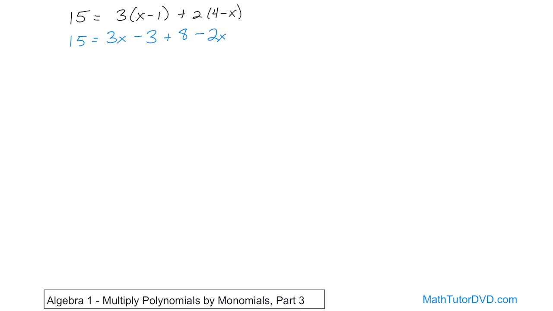So now you see what you have on the right-hand side. This is a like term with this. So 3 minus 2 is 1. 1 what? 1x. So I just write it like this. And then I have negative 3 plus positive 8. So you can think of that as 8 minus 3 effectively, and that gives you 5.